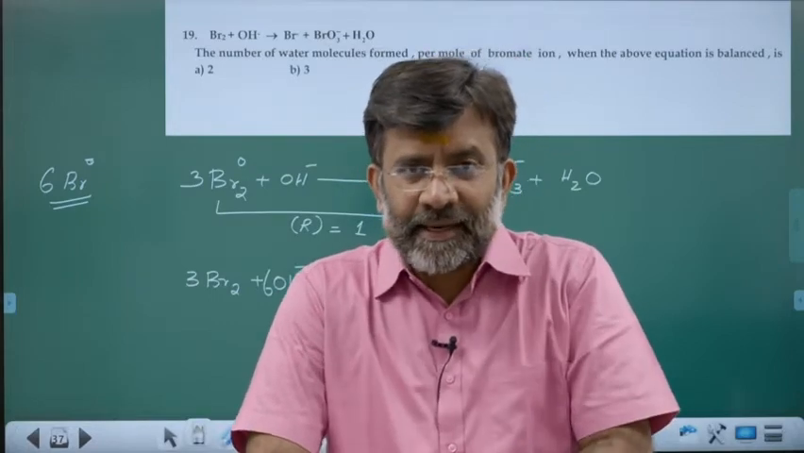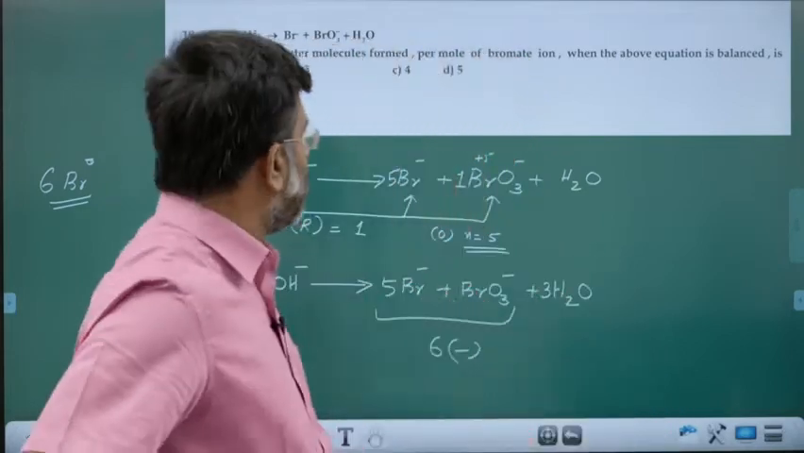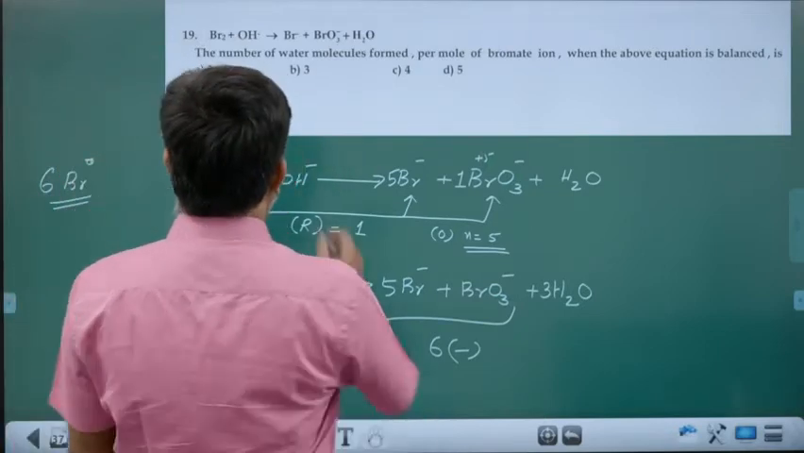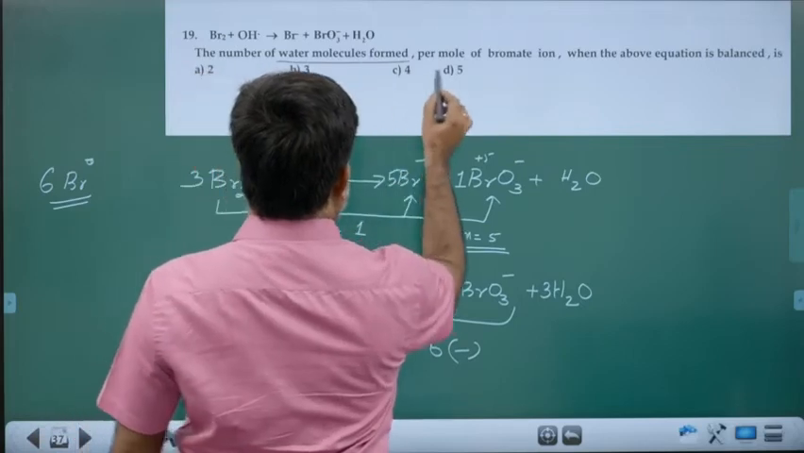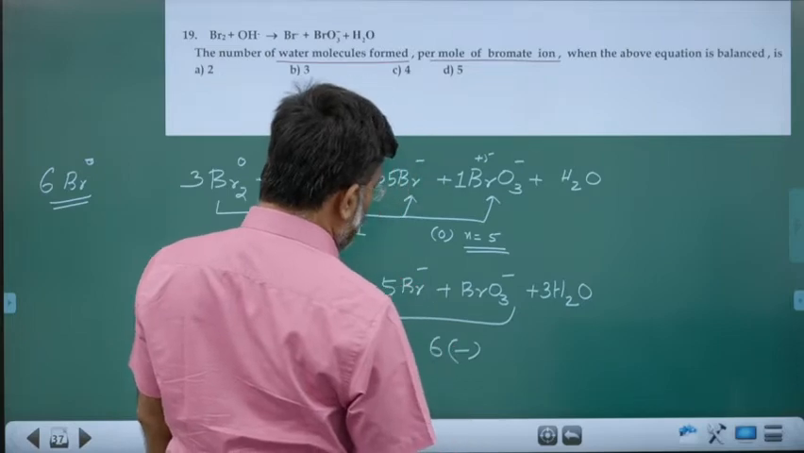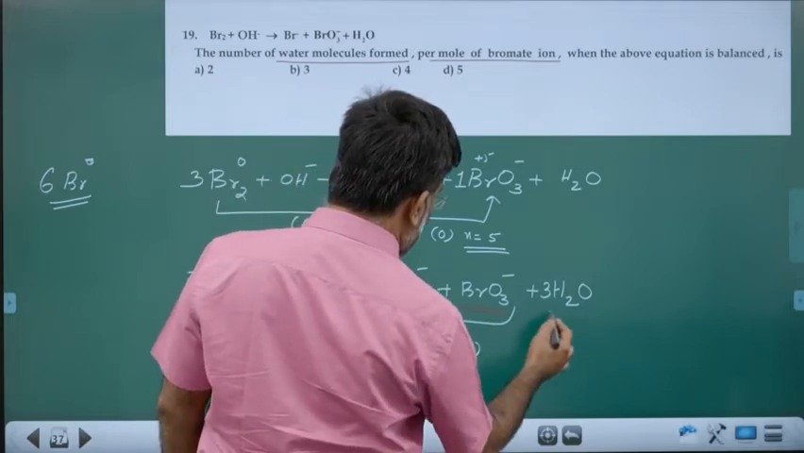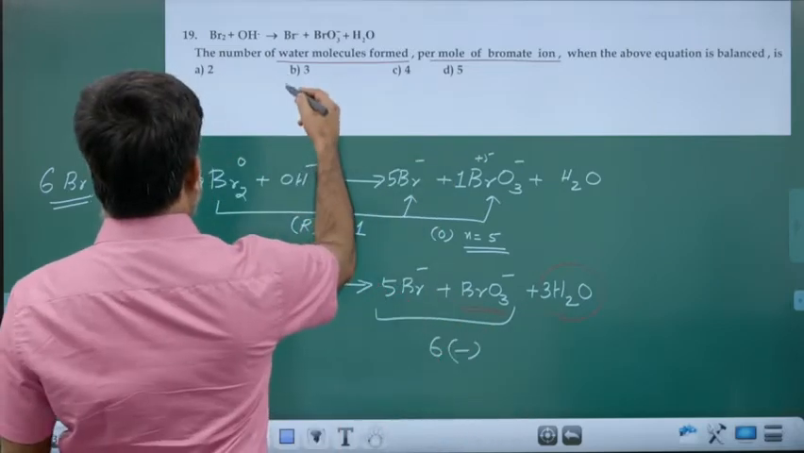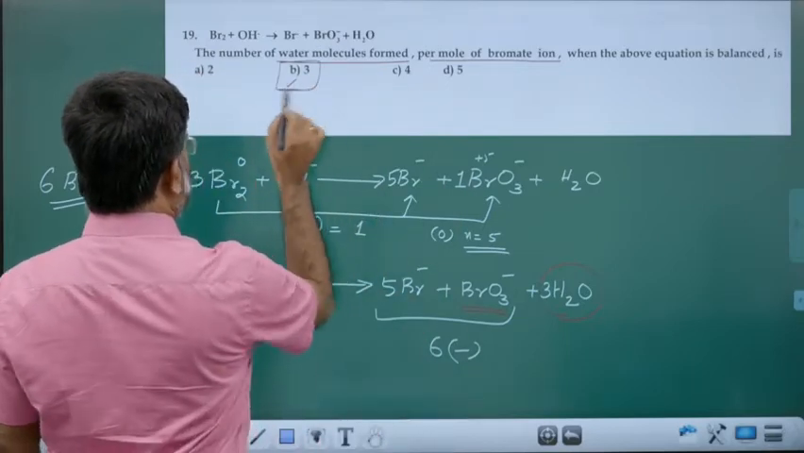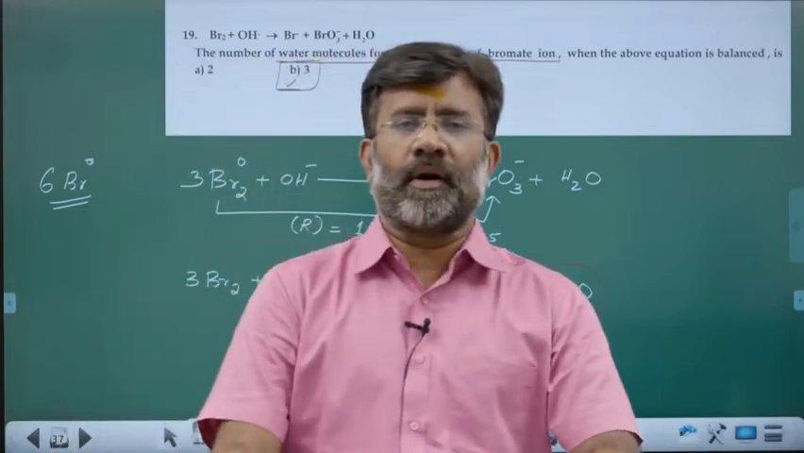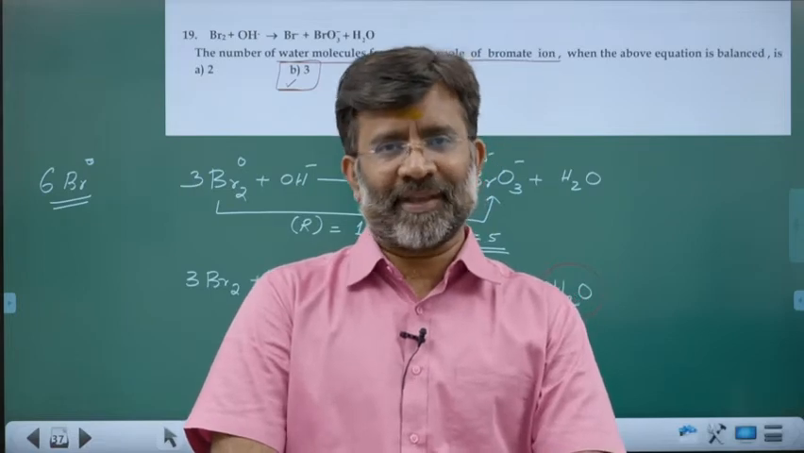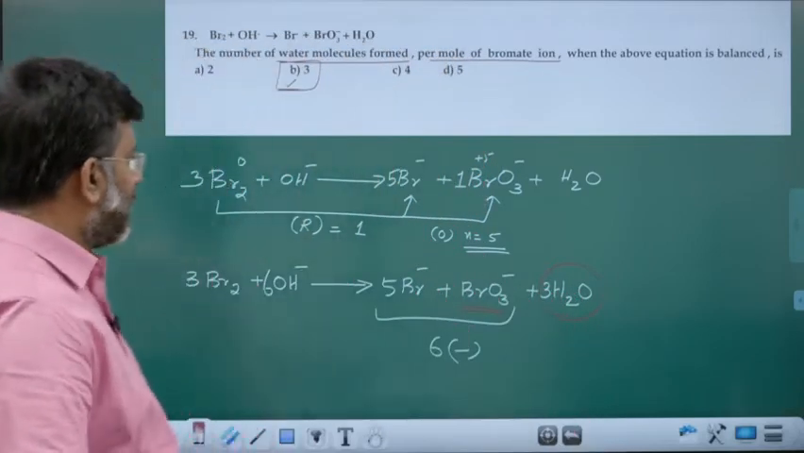And that is essentially required in this case. Because what is our question? Look at the question. Number of water molecules formed per mole of bromate ion. It is 3. Option B, 3 is the correct answer. There are 3 moles of water molecules formed per mole of bromate ion. Okay? Fine. Next question.